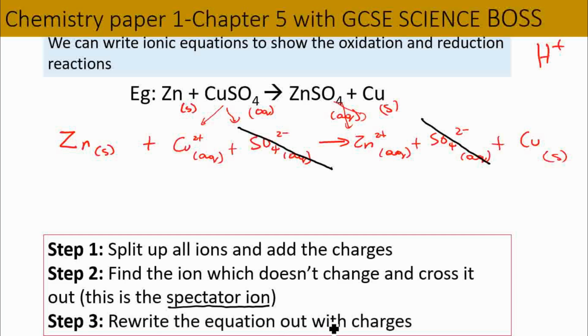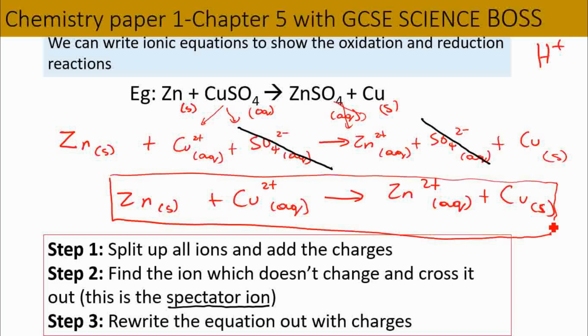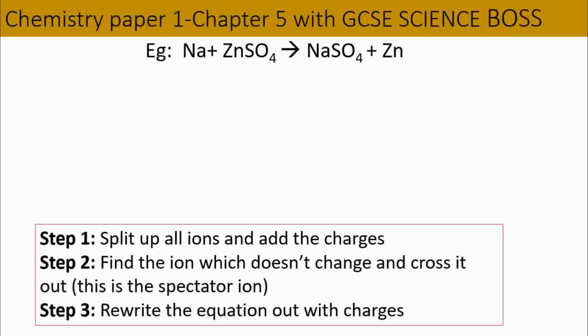Rewrite the equation out with the charges. So we're going to rewrite what is left behind here. So we have your zinc solid, then you have your copper 2+ aqueous, and that will then form Zn2+ aqueous and copper solid. Okay, and this is now what we call an ionic equation. Okay, that's now called an ionic equation. All right, so those are the three main steps for writing an ionic equation.